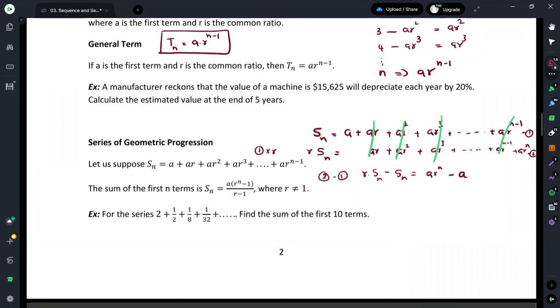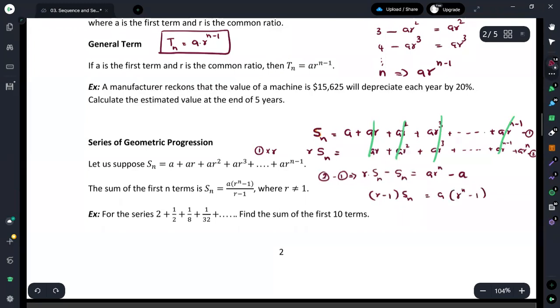Therefore, this is the quantity we get by taking the difference of the second and first equation. If we take Sn as a common term from the left hand side, we get r minus 1, and if we take a from the right hand side, we get r to the power n minus 1. Dividing both sides by r minus 1, we get the summation of the first n terms of the geometric progression as a times r to the power n minus 1 divided by r minus 1.